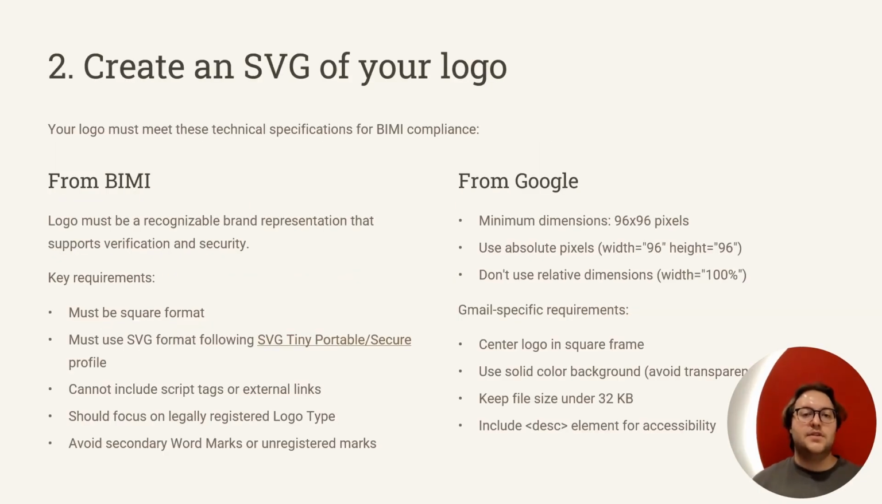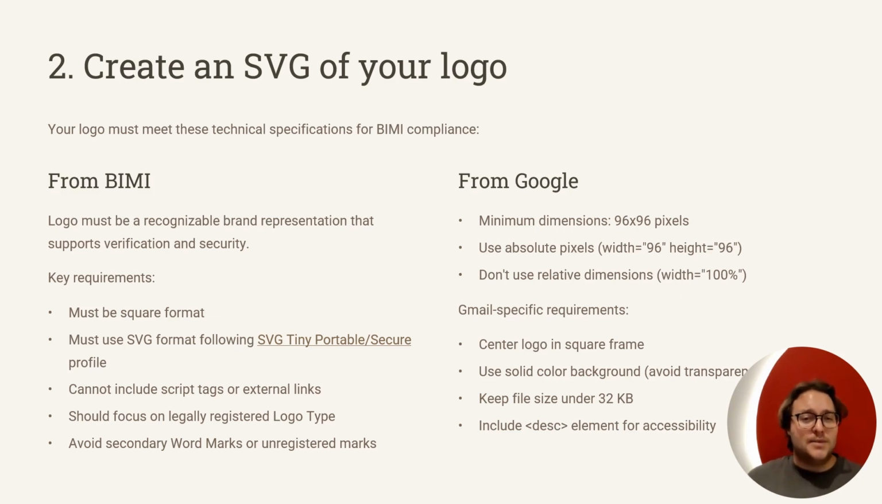The next step is creating a BIMI compliant logo. It must be in a square format and use the SVG format following the SVG Tiny Portable and Secure profile. It cannot include script tags or external links. It should focus on the legally registered logo type and avoid secondary watermarks or other unregistered marks.